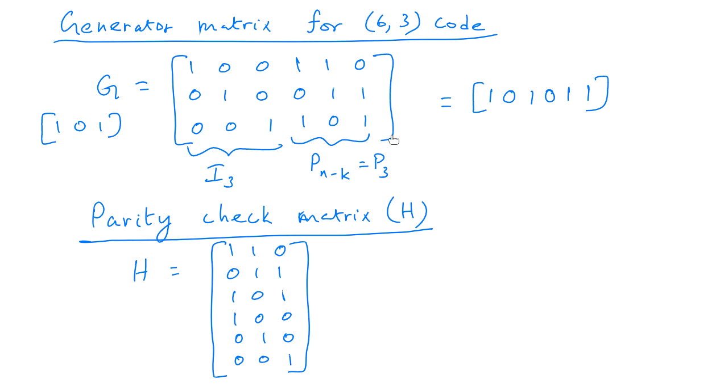Okay, I'll leave it as an exercise for you to calculate all the 8 code words and compare the Hamming distance between all possible combinations and find out what is the minimum Hamming distance for the 6-3 linear code. Okay, and when we say linear, what does it mean?